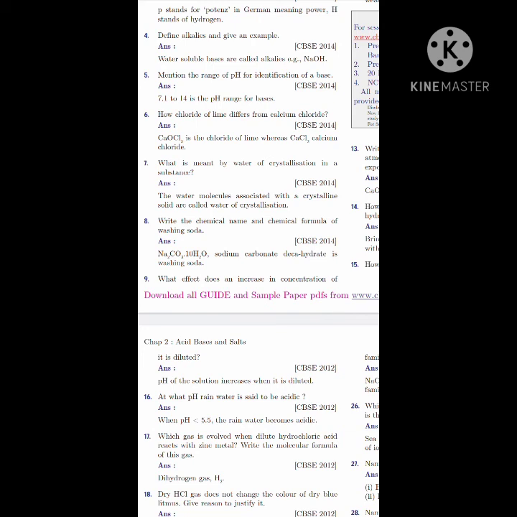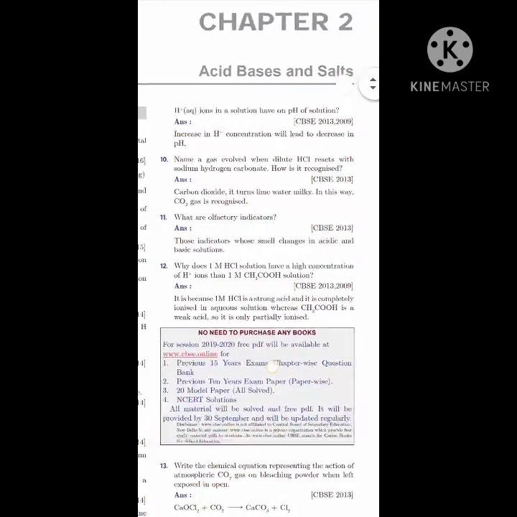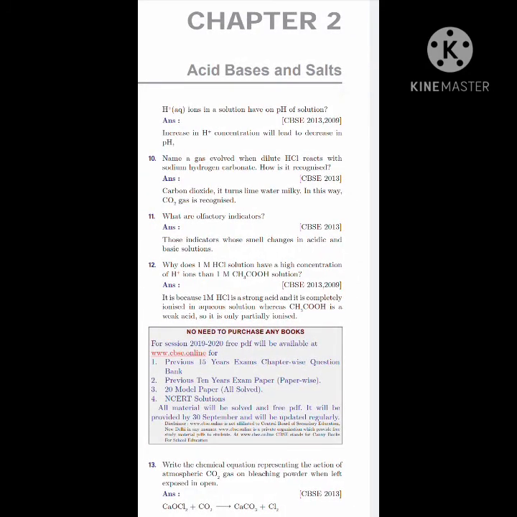Chemical name. So what effect does an increase in concentration of H plus aqueous ions in a solution have on pH of solution? So an increase in H plus concentration will lead to a decrease in pH. Just now we discussed this in the first question, isn't it?